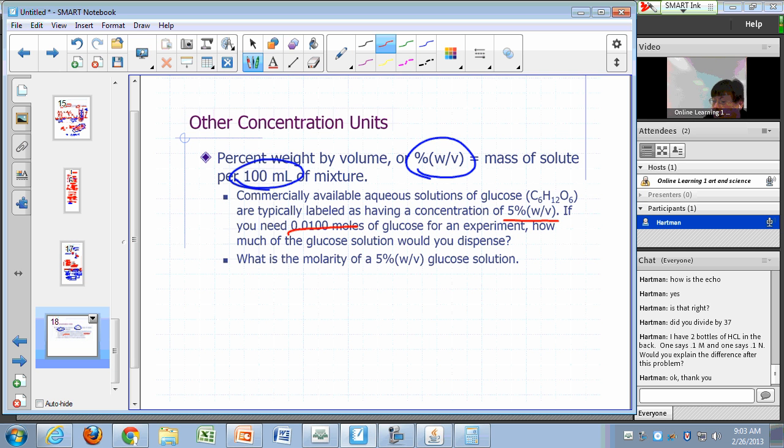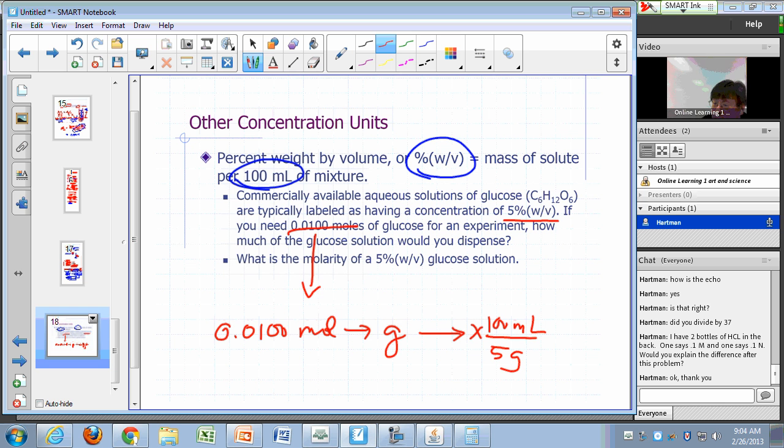So if you need 0.01 moles of glucose in an experiment, how much of that glucose solution would you need? Then again, you say, okay, I know moles. I can change my moles to grams. If I know how many grams I need, then I can just say 100 mil is going to give me 5 grams. So I'm just going to multiply that by 100 mils over 5 grams because my percentage by weight is 5 grams, and this is going to be the volume of solution you're going to need.